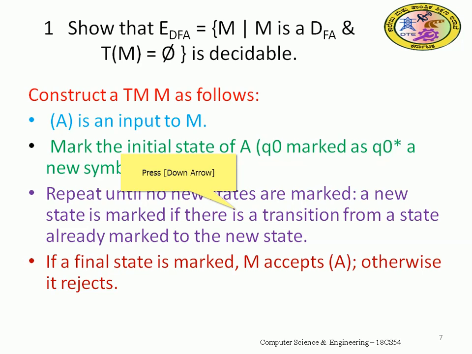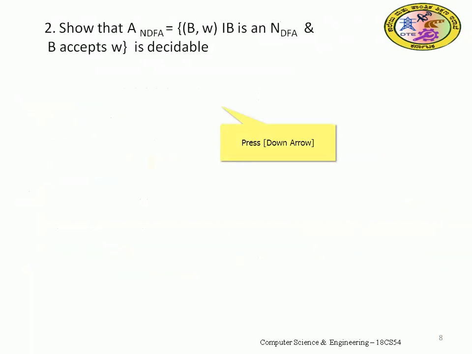So the final state, that is also accept. If it is accept, that is A, or else it rejects, right? So the final state is going to be marked; the necessity of the marking is only accept, otherwise it is reject. So that is the proof.